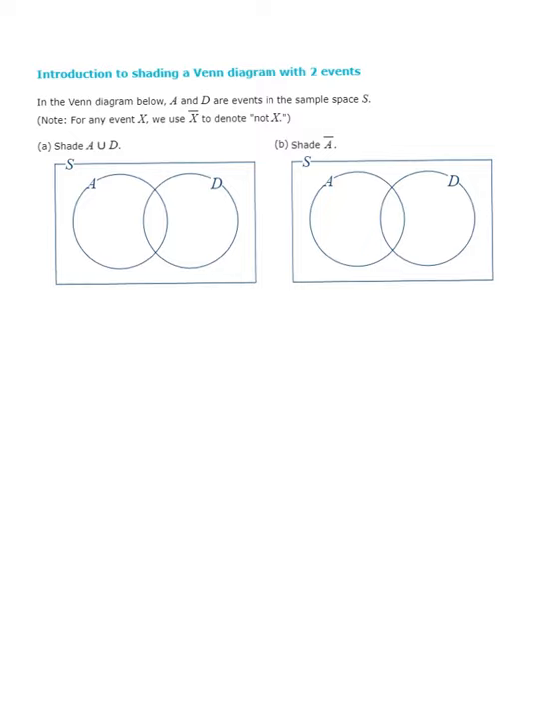Here we go with homework 1-6. And you're going to be dealing with Venn diagrams today. And so a couple of things real quick. This symbol here, you'll see, and you'll see this symbol here.